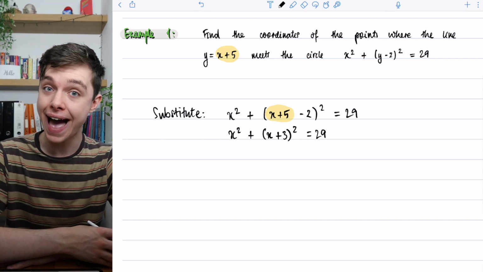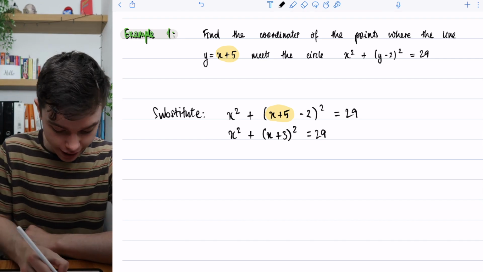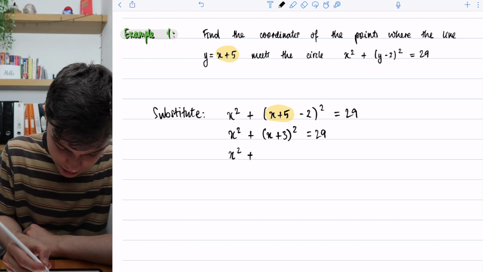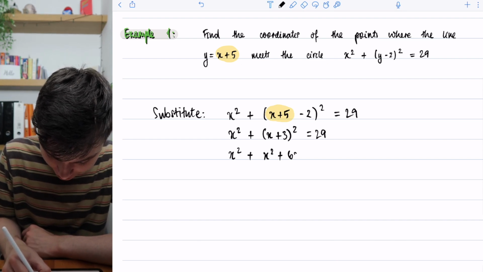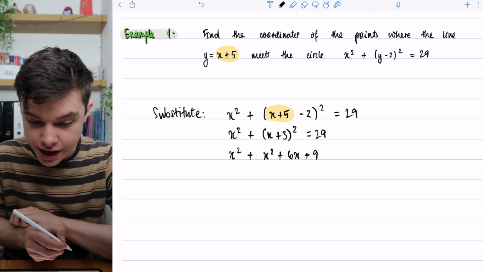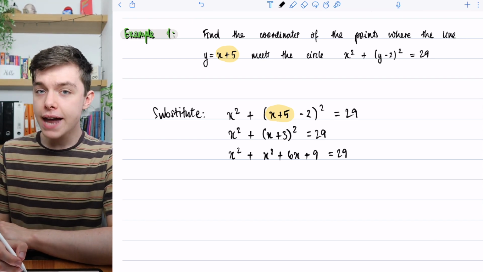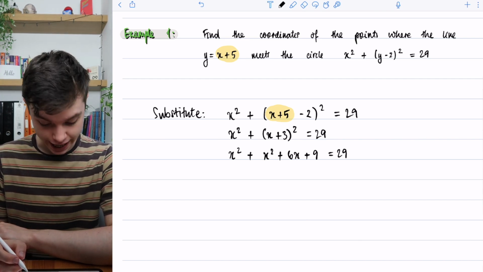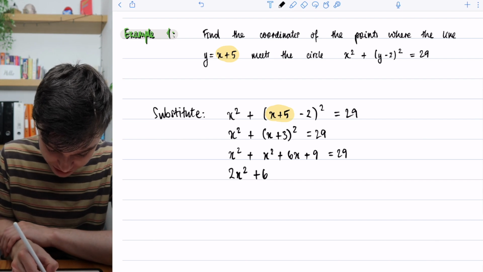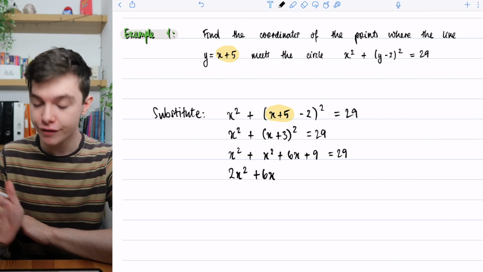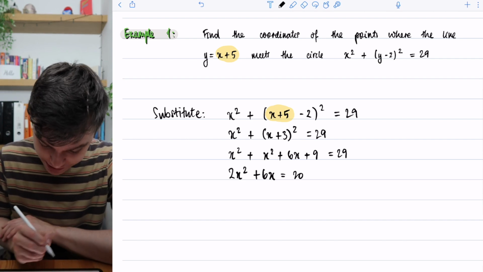Well, I need to solve for x because I want to work out the intersection points. So I'm going to expand the bracket. That's going to be x squared plus 6x plus 9. Let's check that's correct. It is equal to 29. Then I can collect like terms. I've got 2x squared here, so 2x squared plus 6x, and I'm going to take off 9 from both sides to give me 20 there.